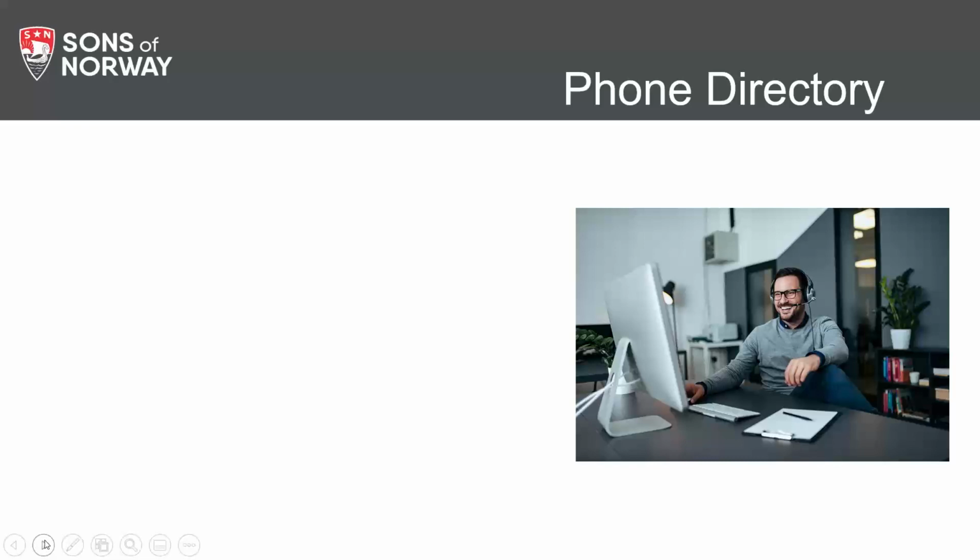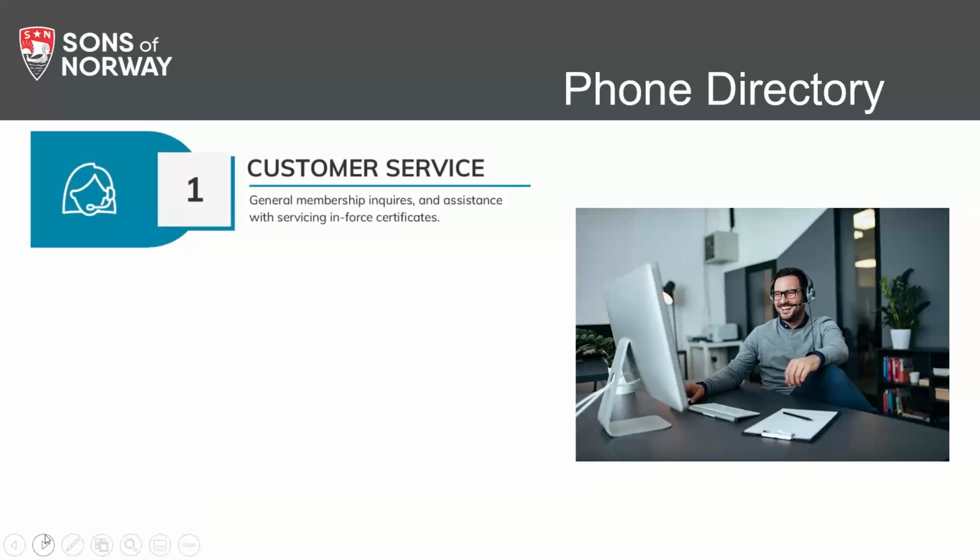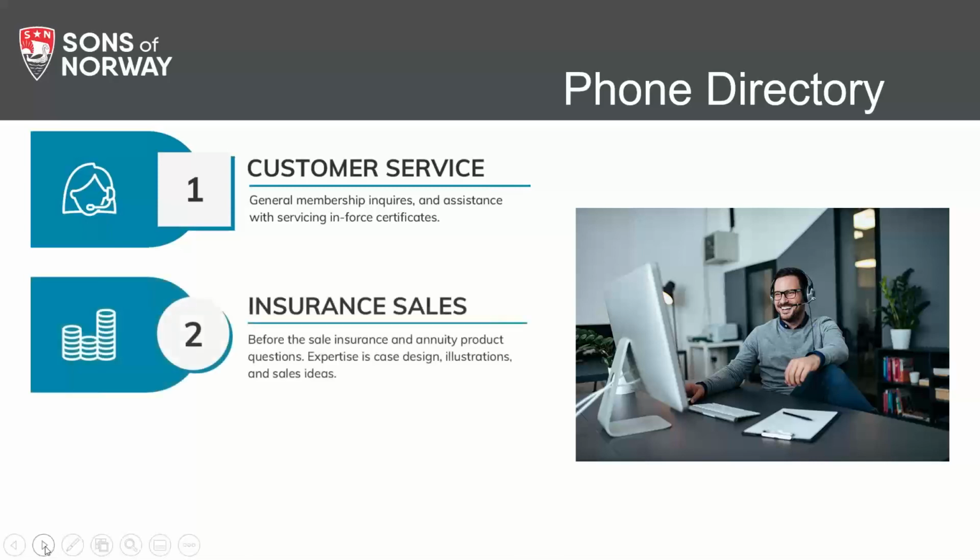So after you call us at 833-707-0012, remember to hit 1 for customer service. So this is for general membership inquiries. And as a rule of thumb, anything that's in force. If it's in force, you'll want to hit 1 for customer service. 2 is us. So before the sale, insurance and annuity product questions, expertise in design, illustrations, and sales ideas, issues logging into the agent portal, or any questions concerning the e-application.